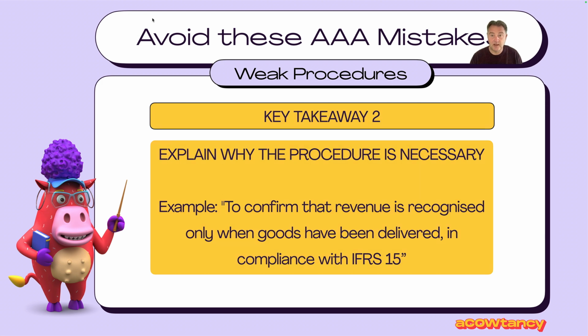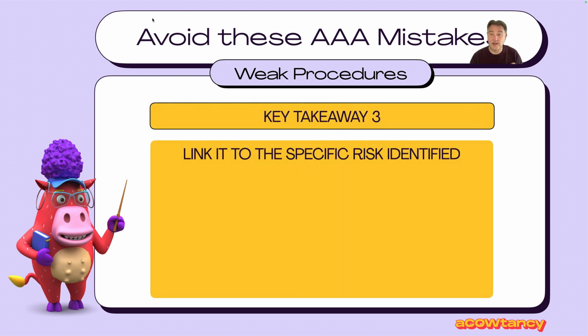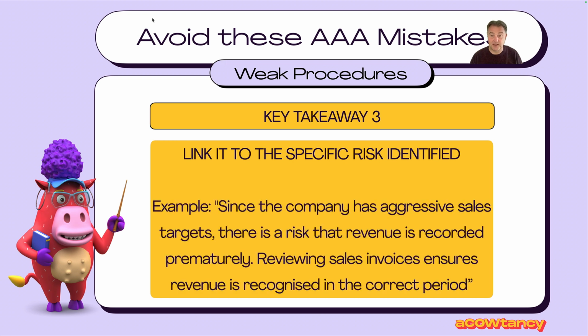Key takeaway number 3, always link it to the specific risk. So how, why, link to the specific risk that you're worried about here. So it could be anything, obviously, but here we've got the company has aggressive sales targets. So what is the risk? Well, there's a risk that they're going to bring revenue in early to meet those targets. So what have we got to do? Review sales invoices ensures that revenue is recognised in the correct period. You could be more specific with that, around the year end, that sort of thing.